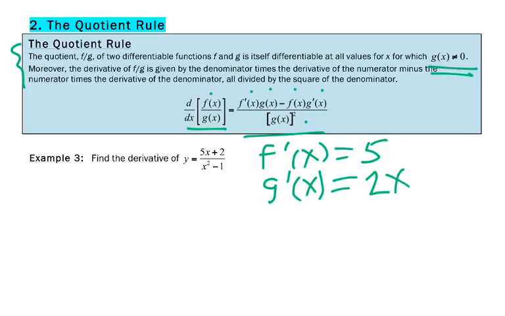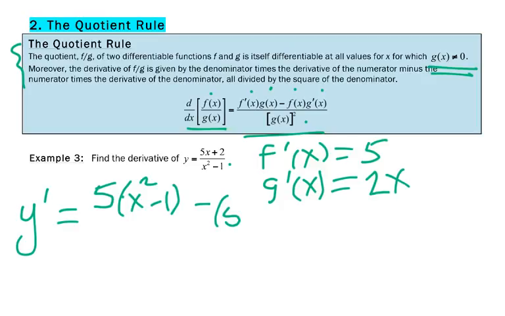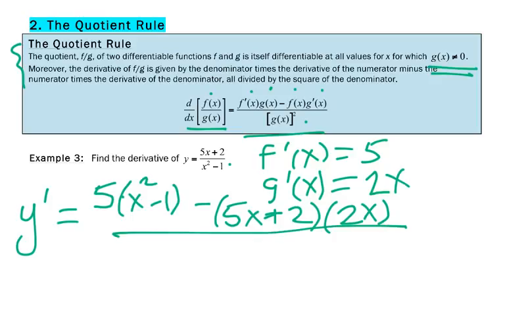Okay, so we're ready to find the total derivative. So y prime here is going to be equal to the derivative of f of x, so that's 5, times g of x, so we're going back to this definition up here, and g of x is the denominator, so times x squared minus 1, minus f of x, which is 5x plus 2, times the derivative of g of x, which was 2x, all over g of x squared. So over x squared minus 1 squared.